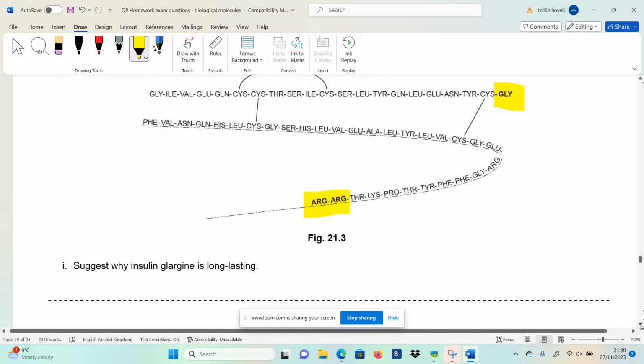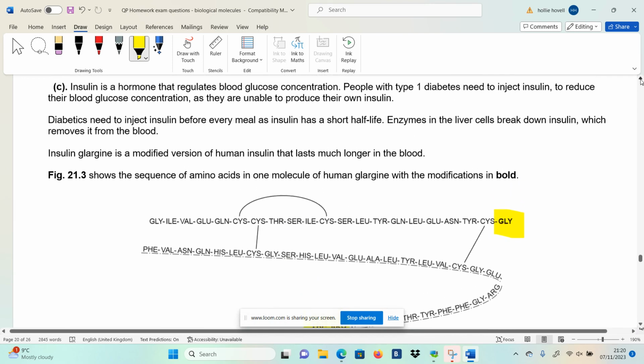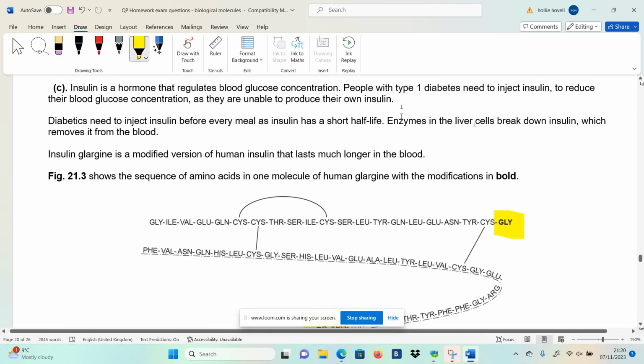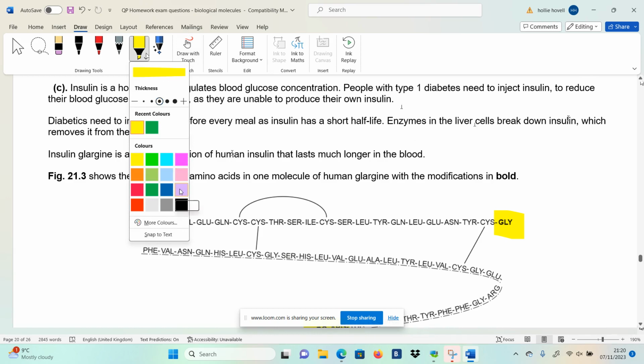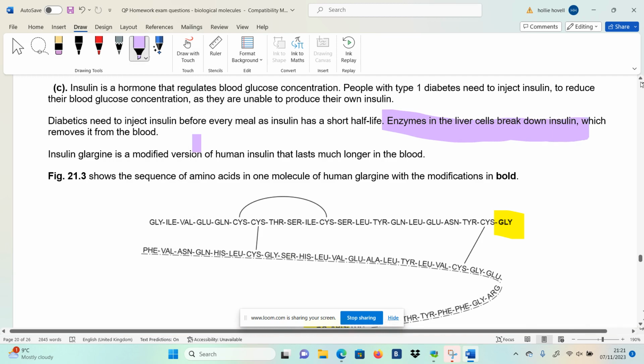So why is it long lasting? Why isn't it broken down like the original type of insulin? Because it said enzymes in the liver cells break down insulin, which removes it from the blood. So how come this new molecule, which is a variation of it, is not getting broken down by these enzymes in the liver?